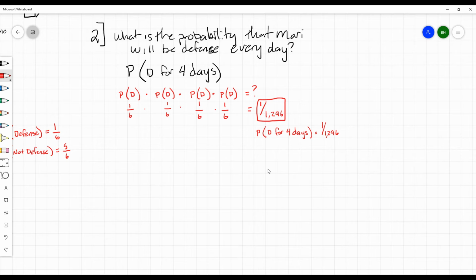Okay. So number 3 says, what is the probability that Mari will never be a defense attorney?